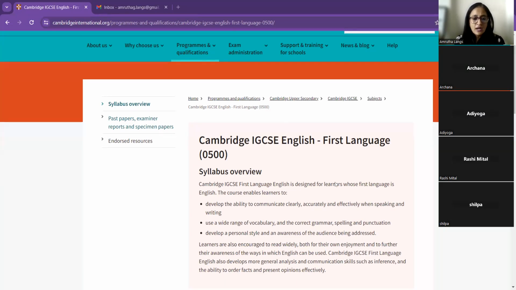Okay. So, as we were discussing the first language English and second language English options in Cambridge, I would also request one more thing: go back to the university websites where you wish to study further and check if they have anything specific regarding FLE, that is first language English, or ESL, that is English as a second language.